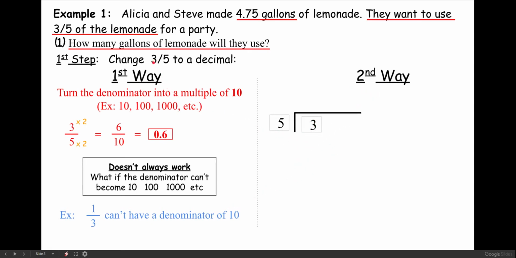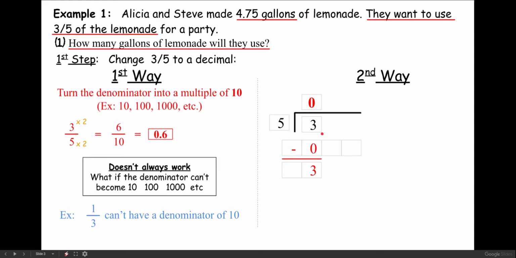The second way is basically to divide. Remember, a fraction is basically just a division problem. 3 over 5 is just 3 divided by 5. So how many times does 5 go into 3? Well, it goes in 0 times, and 5 times 0 is 0. 3 minus 0 is 3.